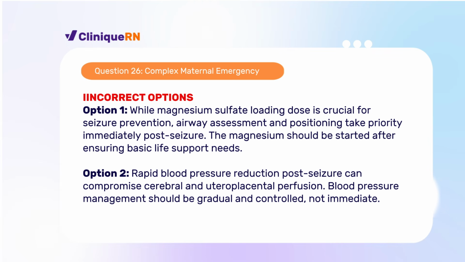Why are other options incorrect? Option 1. While a magnesium sulfate loading dose is crucial for seizure prevention, airway assessment and positioning take priority immediately post-seizure. The magnesium should be started after ensuring basic life support needs. Option 2. Rapid blood pressure reduction post-seizure can compromise cerebral and utero-placental perfusion. Blood pressure management should be gradual and controlled, not immediate.